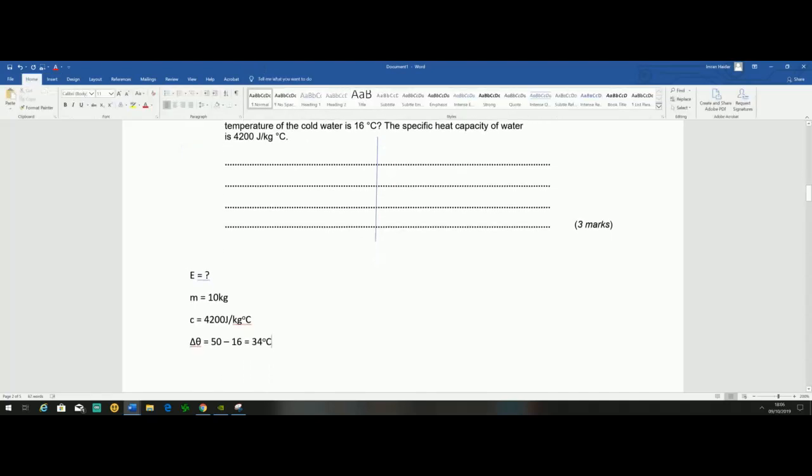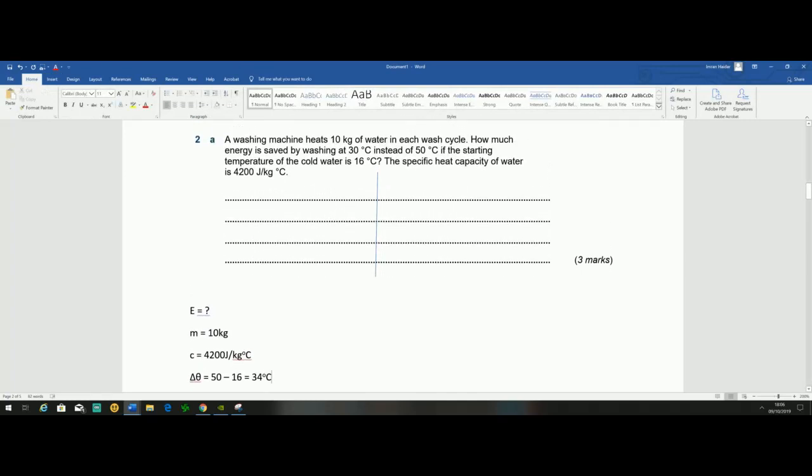So what we're going to do is the same thing for both sides. Here I've used Andrea's method, EMC delta T, and we've got 2 situations. In both situations it's starting at 16 degrees Celsius, but in situation number 1, which I've done here, I've said that it's finishing at 50 degrees.